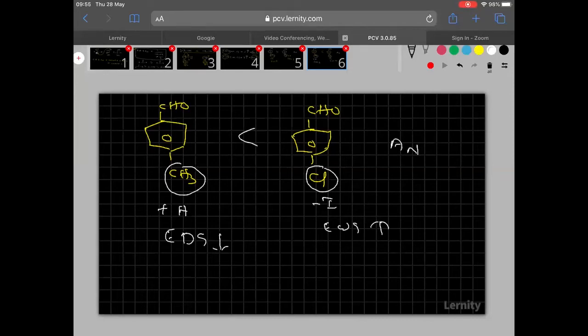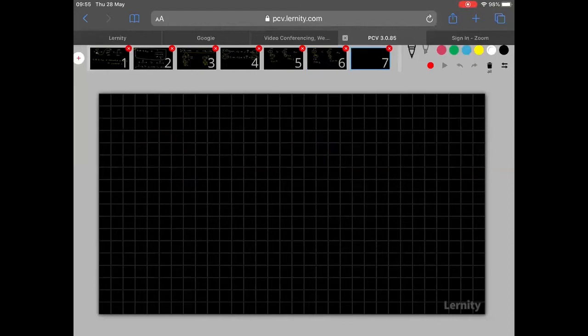One more last example I want to take here. Now here C double bonded O, and here phenyl and here CH3. Similarly, C double bonded O and here phenyl, whereas here also phenyl. So compare the rate of nucleophilic addition. These are the two ketones given to us.